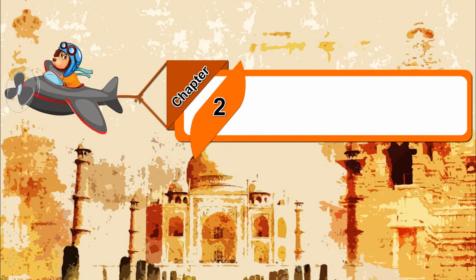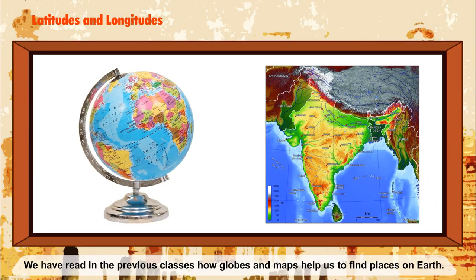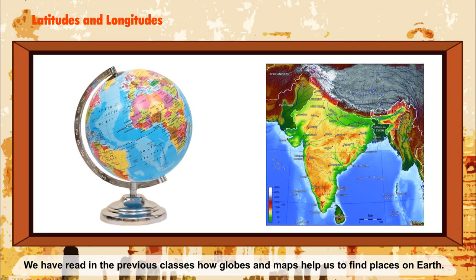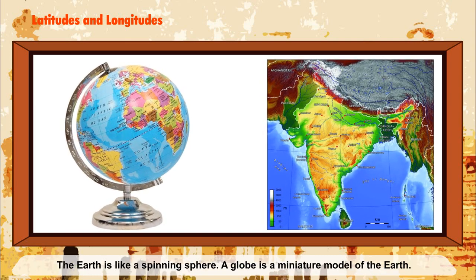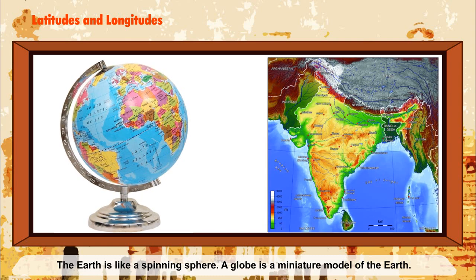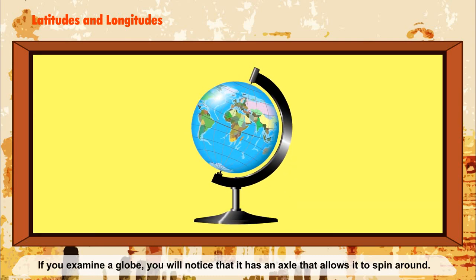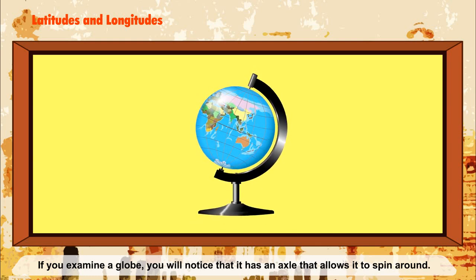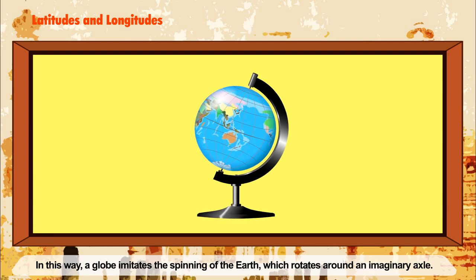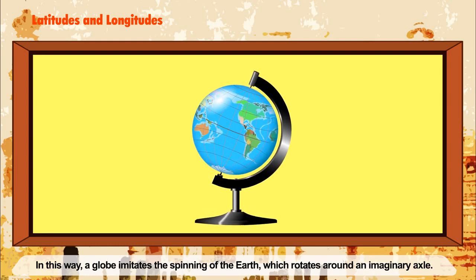Chapter 2. Latitudes and Longitudes. We have read in the previous classes how globes and maps help us to find places on Earth. The Earth is like a spinning sphere. A globe is a miniature model of the Earth. If you examine a globe, you will notice that it has an axle that allows it to spin around. In this way, a globe imitates the spinning of the Earth, which rotates around an imaginary axle.